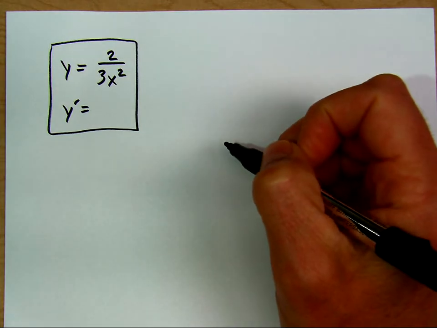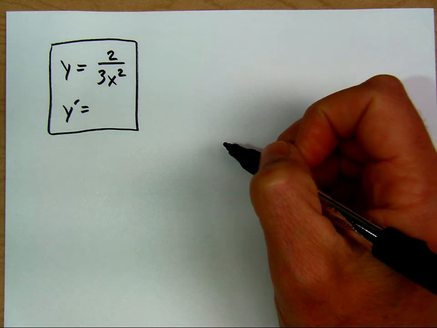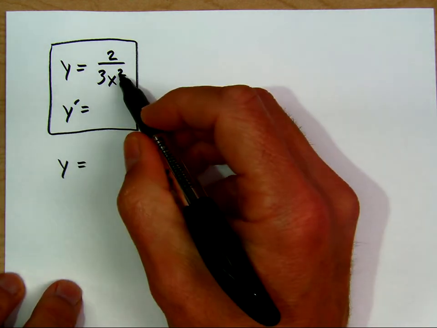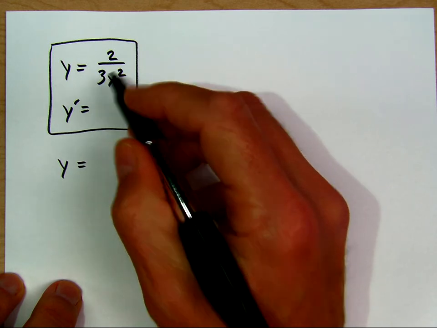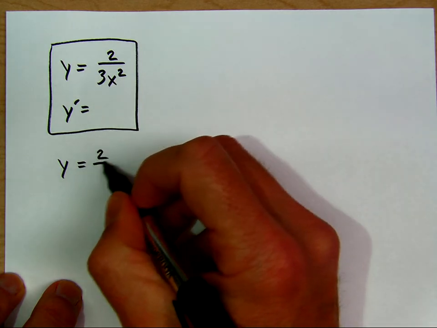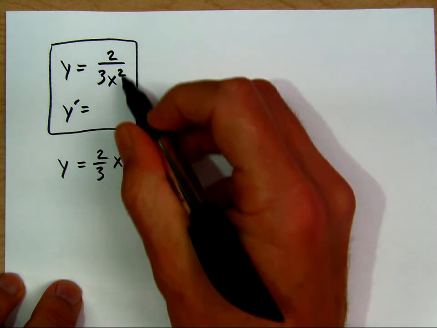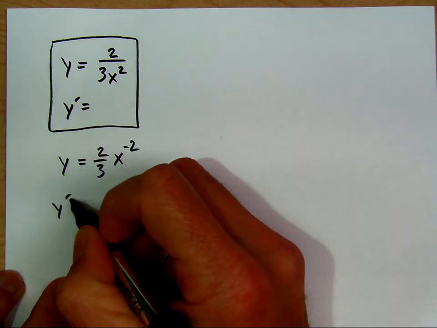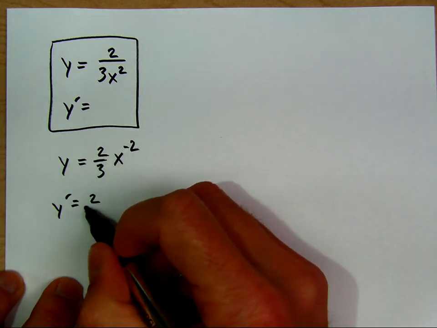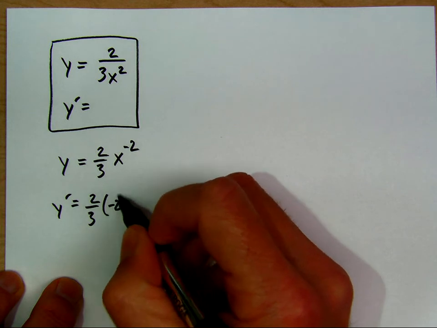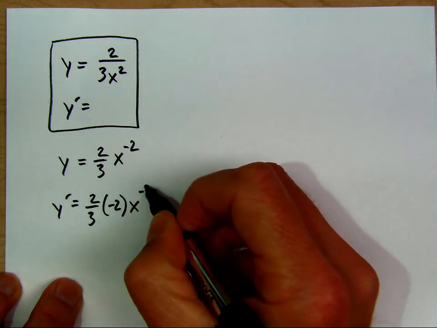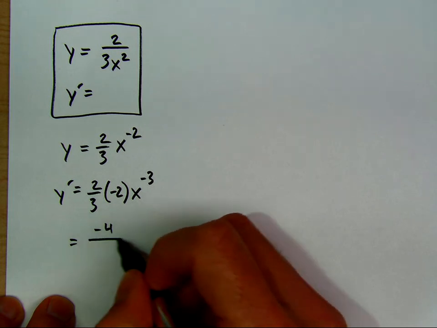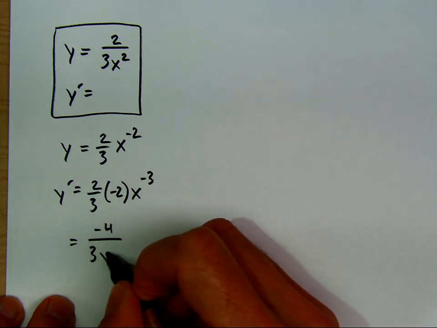Pause the video and try that one. So here we don't have to square the 3, and we'll have 2/3 x to the negative 2, and we multiply by negative 2, subtract 1. So now we have a negative 4 over 3x to the 3rd.